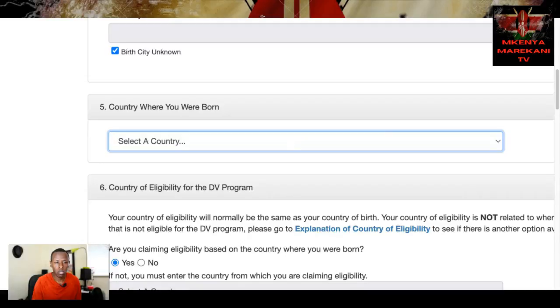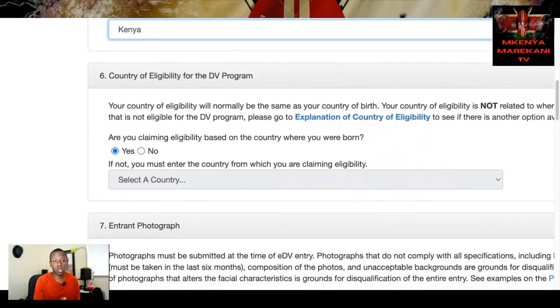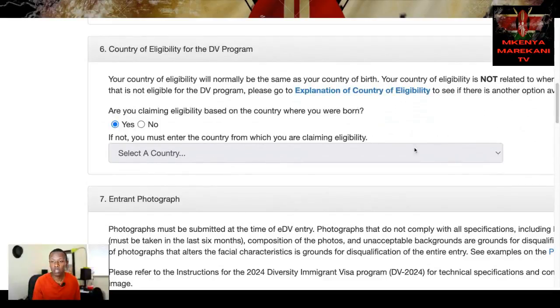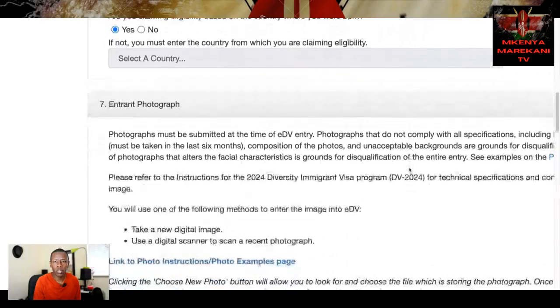So let's just put Kenya, because I come from Kenya. Then country of eligibility. This is what I was talking about. Number six is country of eligibility. If you don't come from an eligible country, that's the end there. But in this case, I'm coming from Kenya, so it's eligible. So you click that. Is it stuck already? I'm supposed to click this drop down menu, but it's not going through. Anyway, I'm just showing you guys.